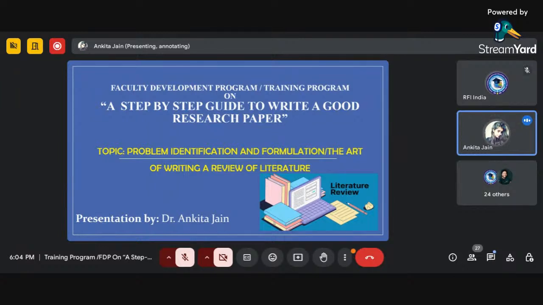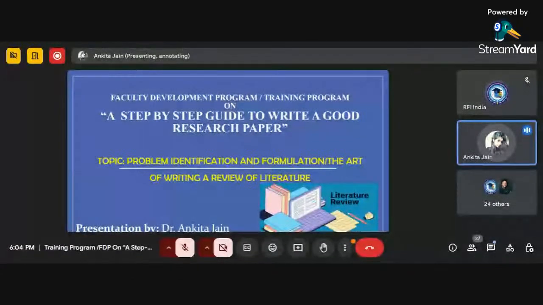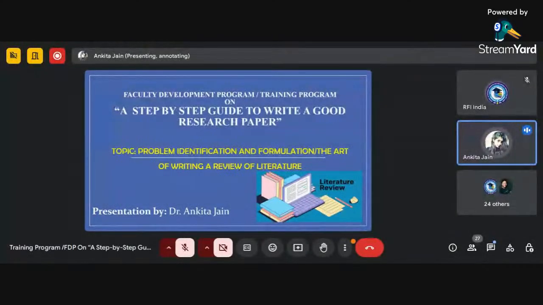There are so many things which we need to focus on when we are thinking or planning to write a research paper. There are so many steps we have to take, and there should be a way of writing each part of the research paper. So I must say that this training and development program is going to help you a lot while you are going to write a paper.